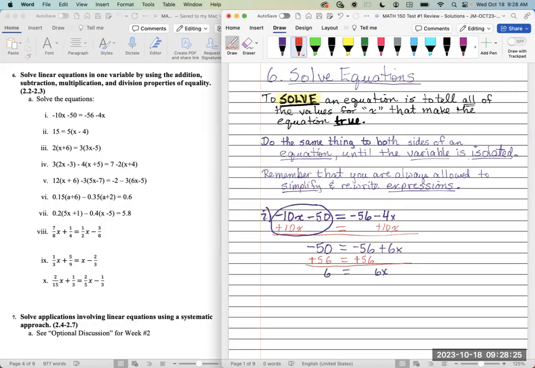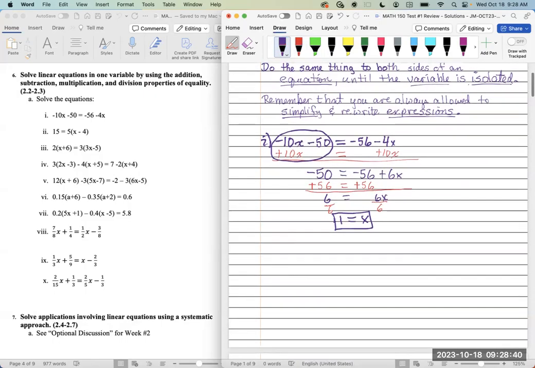So now I know that 6 is the same thing as 6 times x. At this point, I can tell x has to be 1. If it weren't so obvious, I would again do whatever I want to both sides of the equation until I have isolated my variable. Two different ways to do number 2.